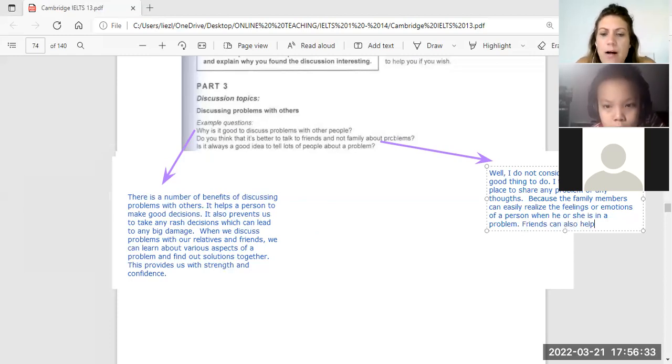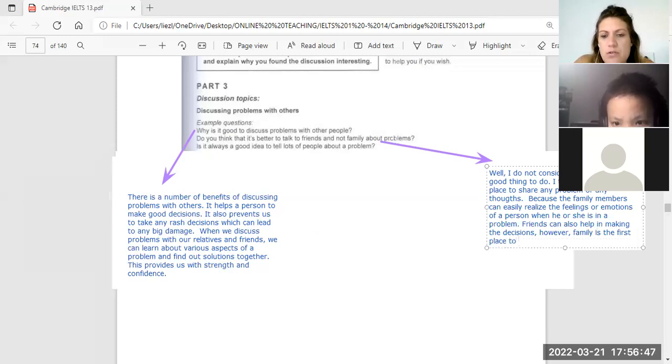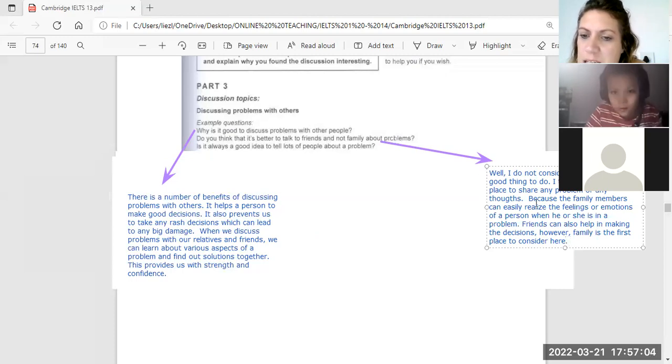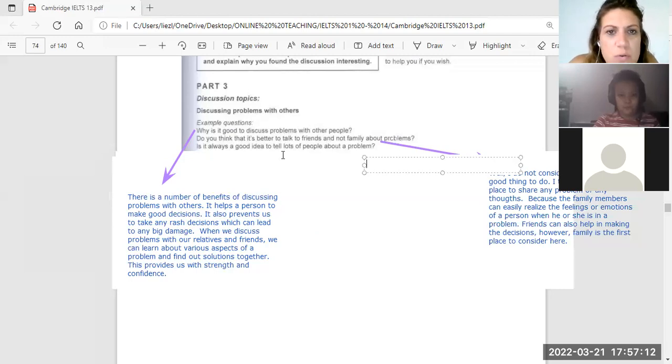Friends can also help in making decisions. However, family is the first place to consider here. I do not consider such an idea as a good thing to do. Friends can also help, but family, I think, is also the best to talk to.